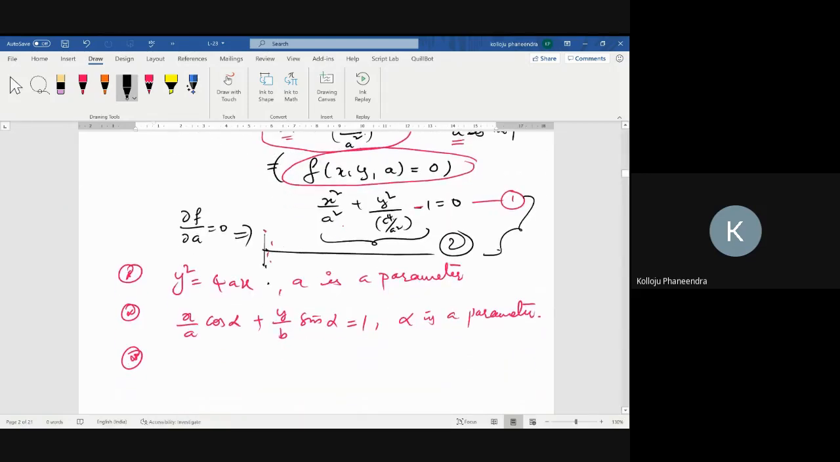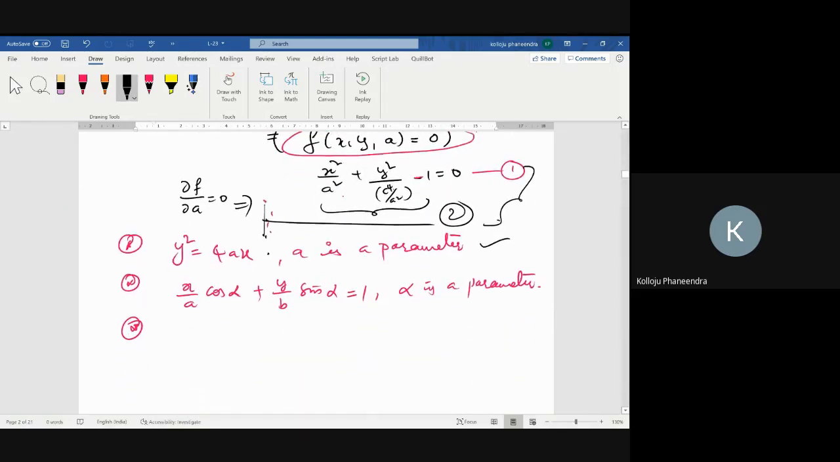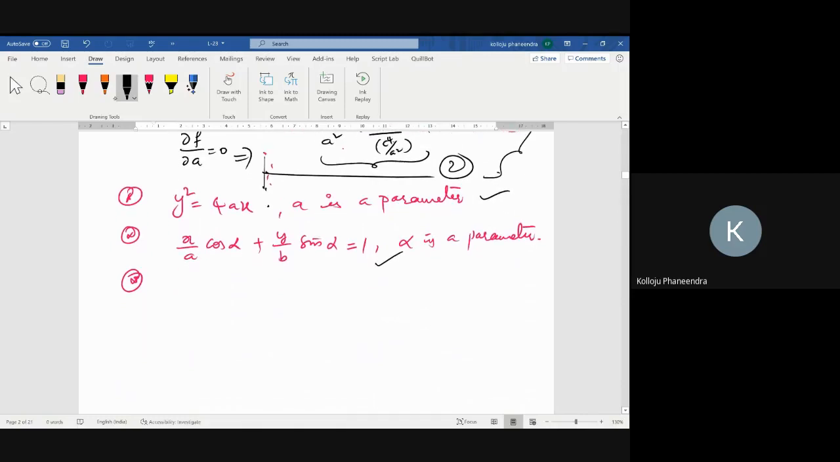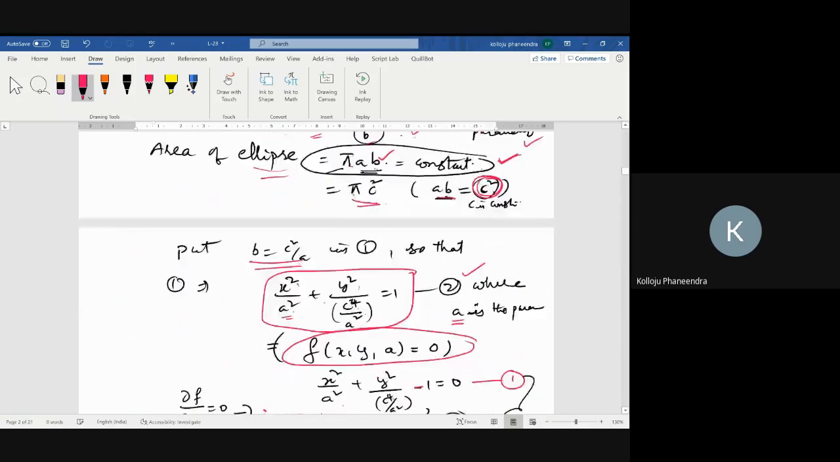And next one, y square equals 4ax, parabola. Again, this is a straight line. Okay, and lastly, I will give only one more. Already it is done. y equals mx plus root of a square m square plus b square. m is a parameter. Okay, this is the envelope topic.